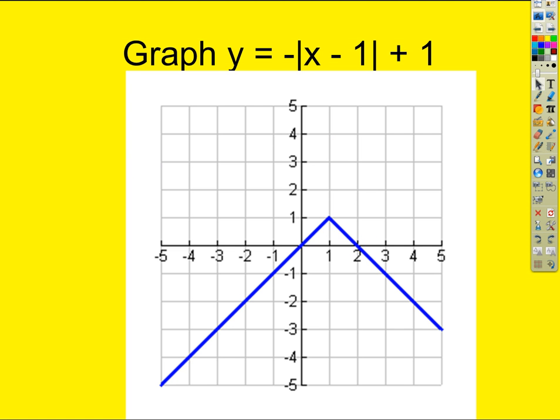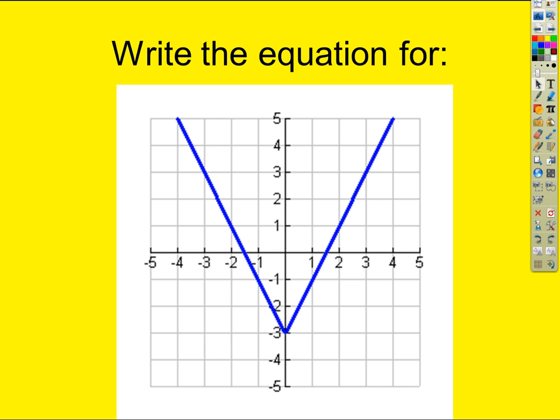Okay, last part. Now we're going to turn the process around. The other thing I'm going to ask you to do is I'm going to give you a graph. I'm going to ask you to write down the absolute value function that goes with that graph. So here's the graph. I think this is easier myself. I mean, I don't know, it's six of one, half a dozen of the other. They're both pretty easy once you get the hang of it.